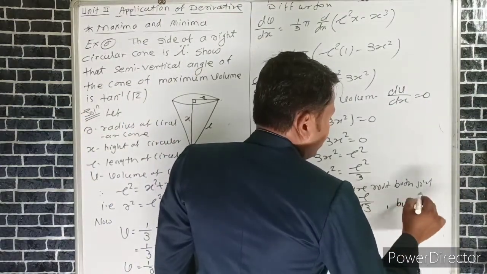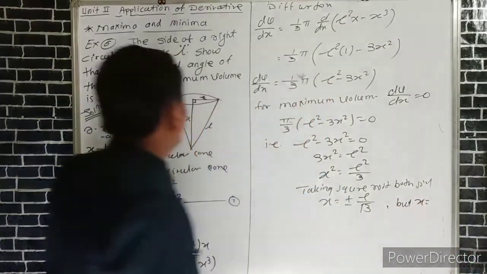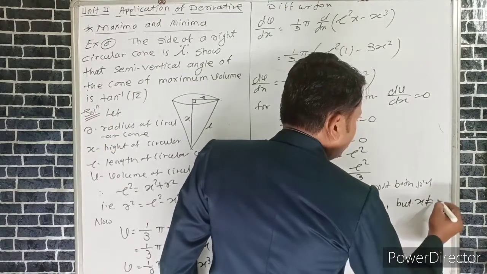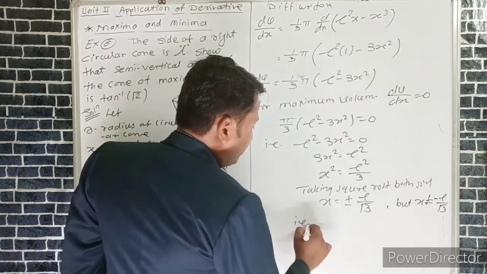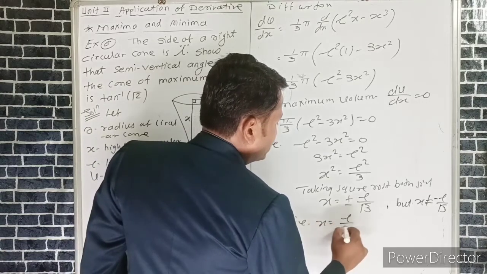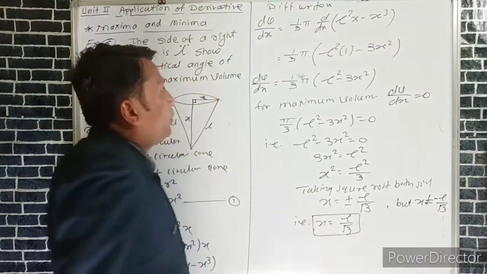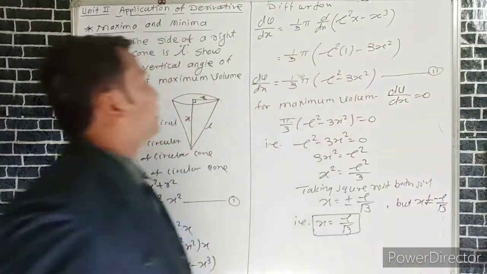But the value of x, which is the height of the cone, is not negative, so we can say that x is not equal to minus L by root 3. Hence, the clear value of x is plus L by root 3. So now we take this equation number 2, which is dv upon dx.